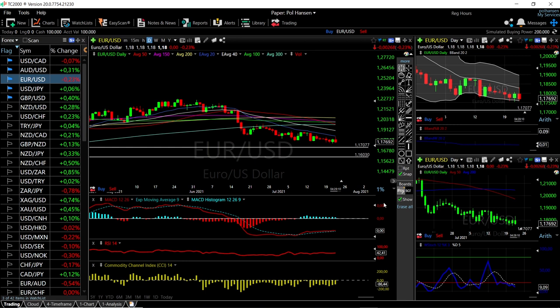So if you look at technical indicators, we can see the MACD is flat, the RSI is bullish, the CCI is bearish, and the stochastic is bearish as well. We are at the bottom, so we may just see more of this choppiness until we get towards 1170.